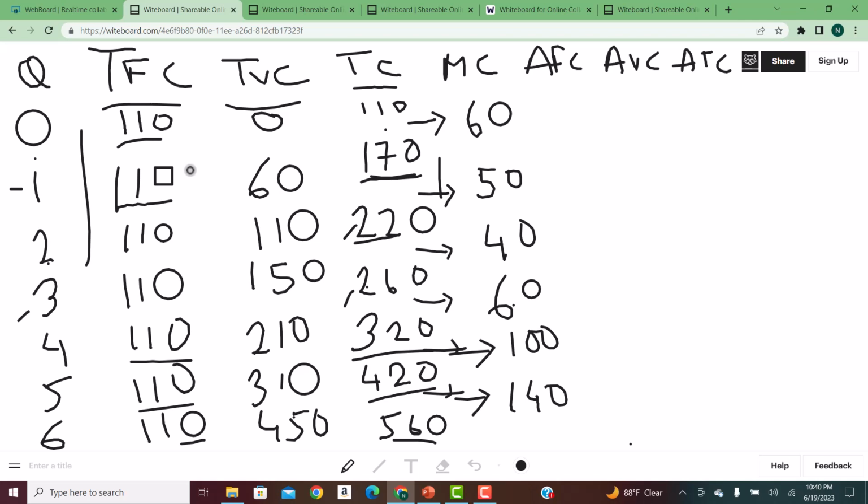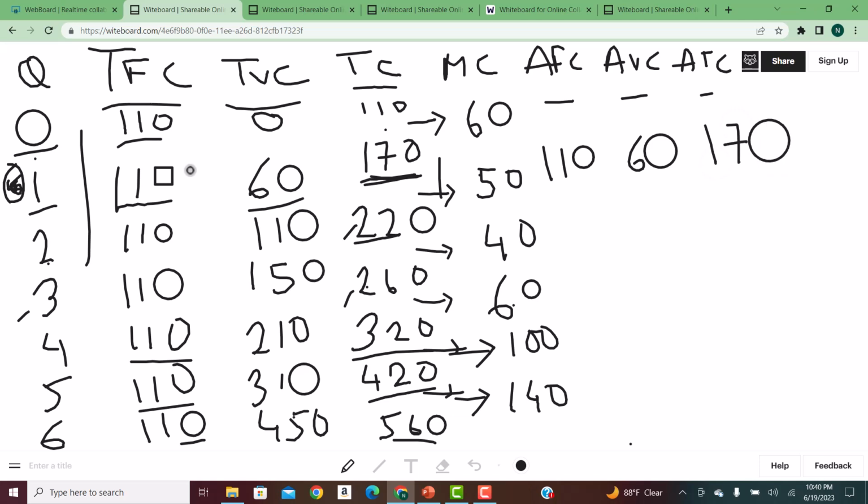Now we calculate the average costs. We will not have any value of the average when the quantity is zero, because if you divide anything by zero, it's going to give you infinity or undefined. There's not going to be any average if you're not producing anything at all. So we don't calculate average when the quantity is zero. We're going to start from one. When we are producing 1 unit, the fixed cost is 110. So average fixed cost will be, remember, total fixed cost divided by quantity, which is 110. Average variable cost is total variable cost divided by quantity, which is 60 divided by 1. And average total cost is total cost divided by quantity, 170 by 1 is 170.